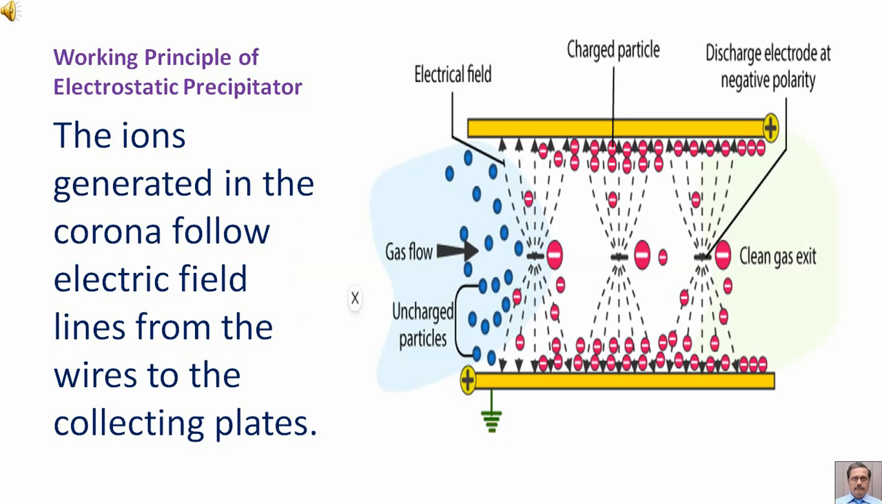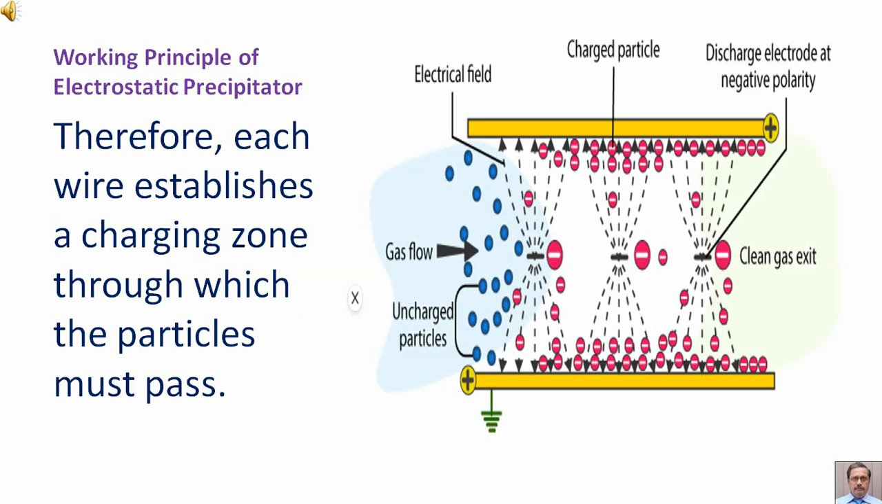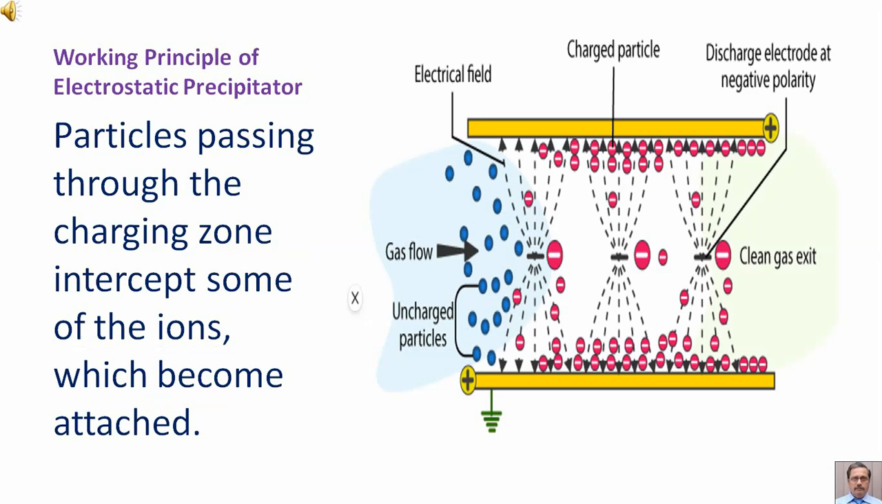The ions generated in the corona follow electric field lines from the wires to the collecting plates. Therefore, each wire establishes a charging zone through which the particles must pass. Particles passing through the charging zone intercept some of the ions, which become attached.